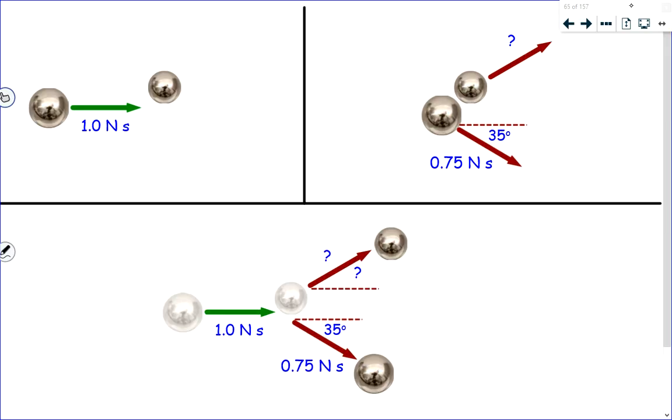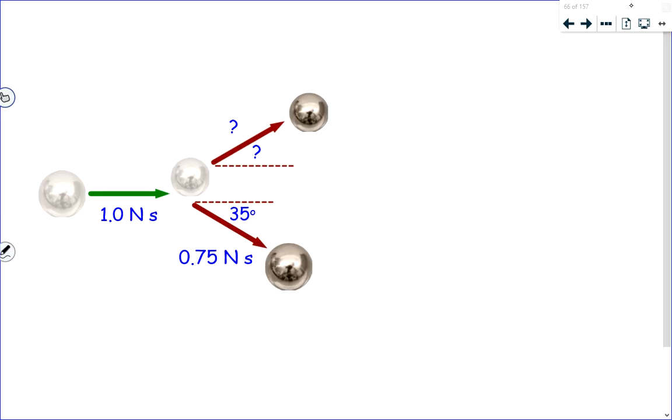If we put them together, this is kind of a before and after snapshot in time combined. And again, this is not a vector diagram, but it is something that you should understand how to draw. What we're trying to find are those two question marks. So that's what we're looking at, a before and after.